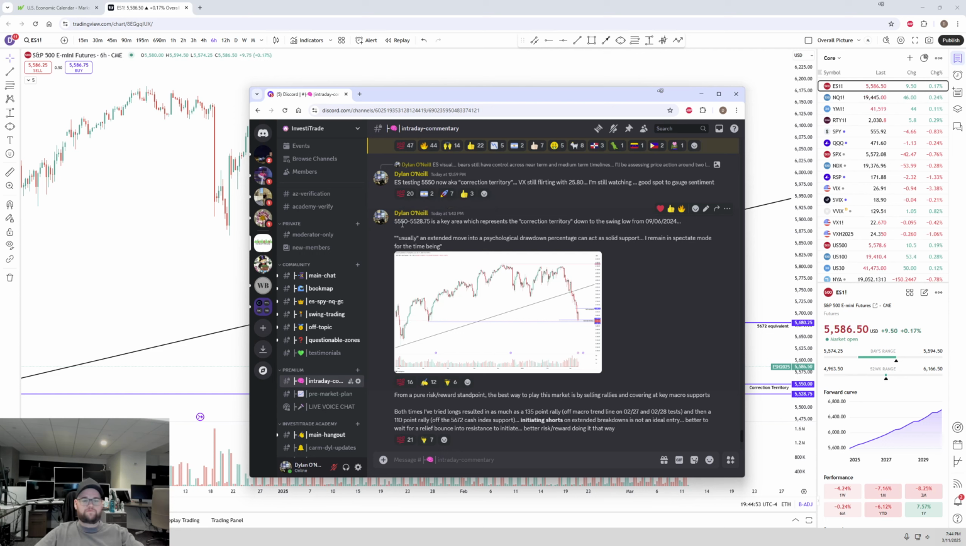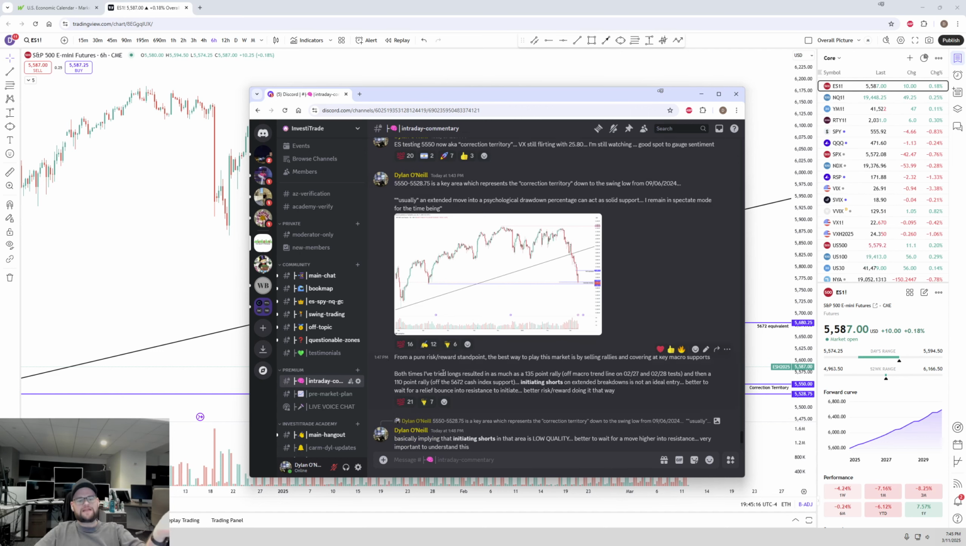Eastern time, I said 5550 to 5528.75, which I've drawn on this chart, is a key area which represents the correction territory down to the swing low from September 6, 2024. Usually, an extended move into a psychological drawdown percentage can act as solid support, okay? So then I said, from a pure risk-reward standpoint, the best way to play this current market is by selling rallies and covering at key macro supports.